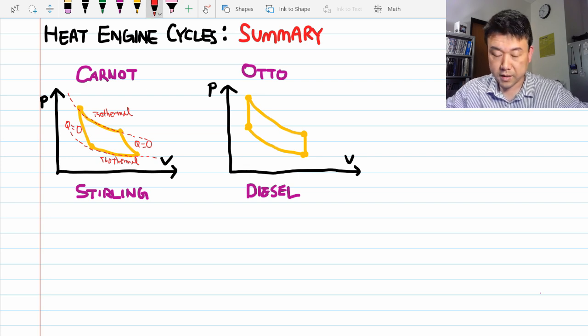I should note that these two curves are adiabatic, and since it's adiabatic, the temperatures vary throughout the whole process. There's no isothermal process here.